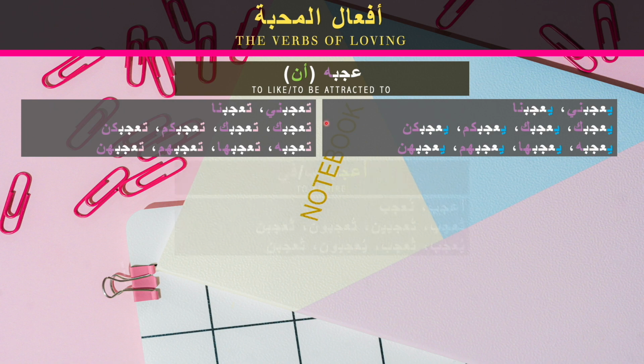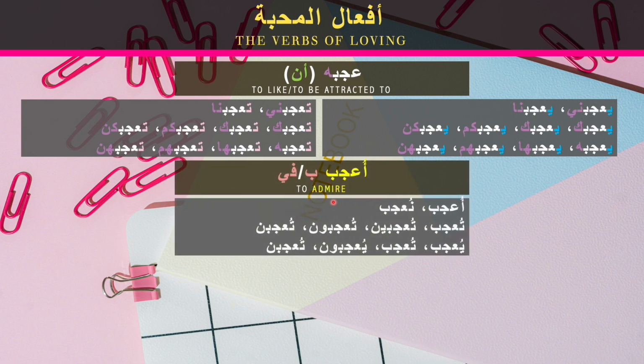Okay, now let's move to the next one. The next verb is to admire. أعجب, the verb to admire. أعجب بي or أعجب في. They are almost identical in the usage. So you can use either أعجب بي or أعجب في for the same meaning. This is similar for the most of the verbs you already know in Arabic. So what is subject in Arabic for this verb is the subject also in the English verb.